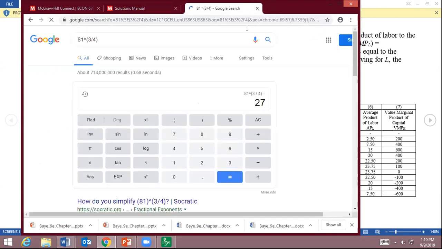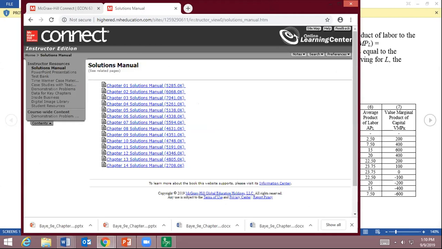So you can always just Google it. Divided by 16 to the 3/4. Boy, 3.375. You think I got the parentheses right? Yeah, good. 3.375.